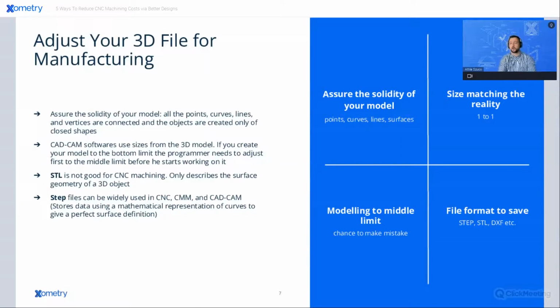All the points, curves, lines, and surfaces in the object should be created only for closed shapes. Make sure there's no unnecessary surface or features going through that make it impossible to manufacture. Most of the time they have to send it back, and it wastes so much time, especially when you've got a tight lead time or tight production time.